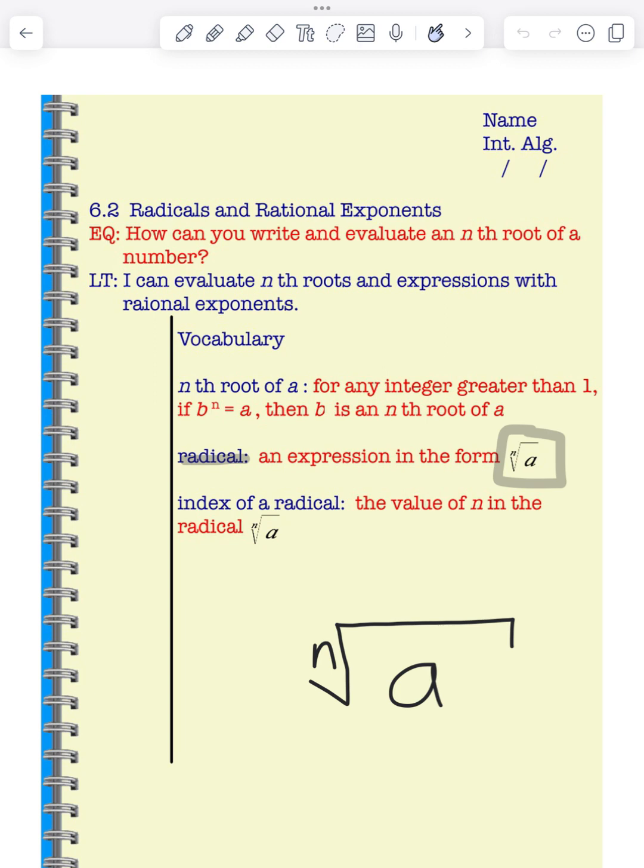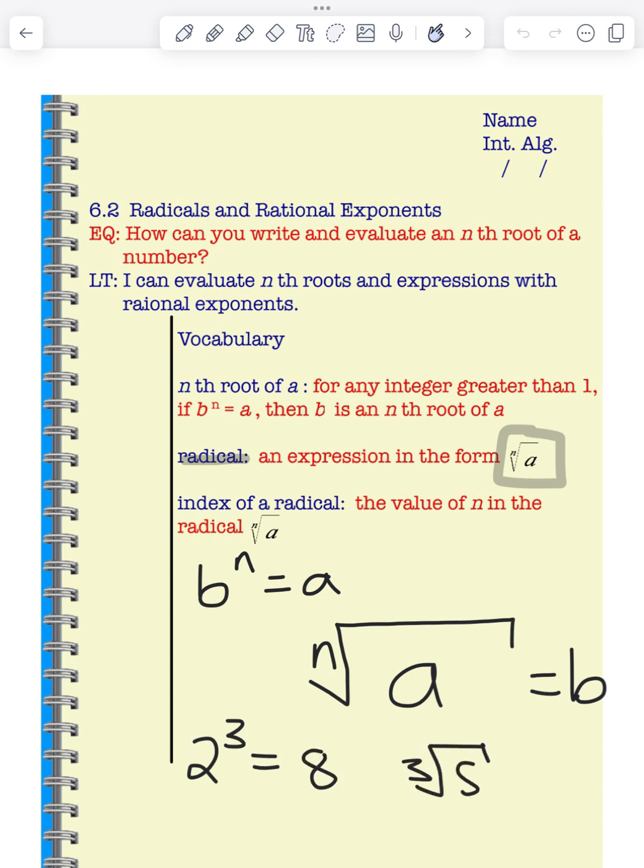It'll make more sense when we see some examples with numbers. Basically, if I have a number to the power of n and the answer is a, that means that the nth root of a is that number. So numerically, an example, 2 to the power of 3 is 8. That means that the third root of 8 is 2.